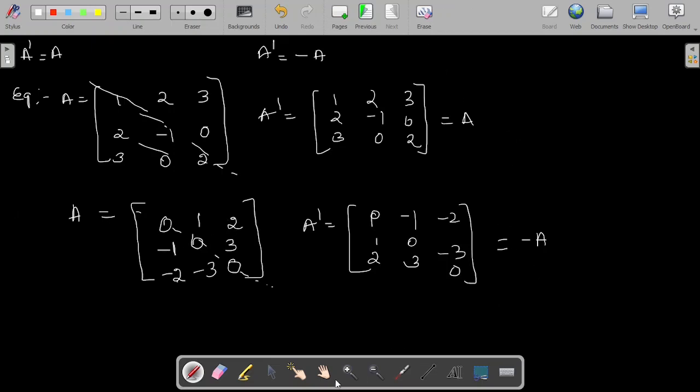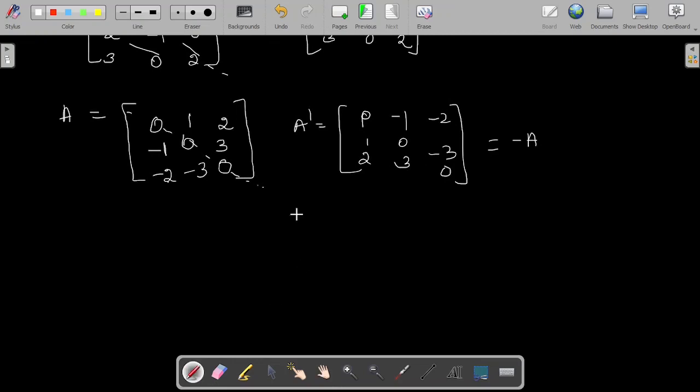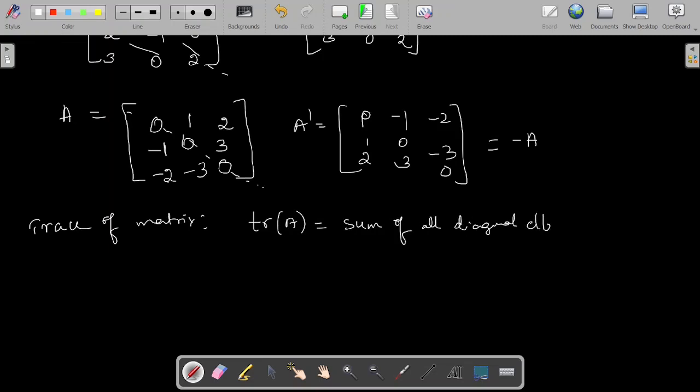Then trace of a matrix means trace of matrix is denoted as trace of A. It is sum of diagonal elements, sum of all diagonal elements of given matrix. Trace is also defined only for square matrix because diagonal elements exist only for square matrix.